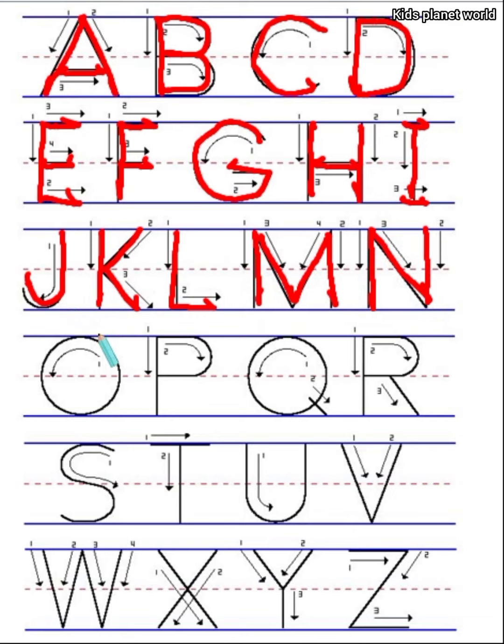For O, make a big circle like this. For P, make this standing line, then this half curve. For Q, this circle, then this slanting line. For R, make this standing line, then half curve, then slanting line.